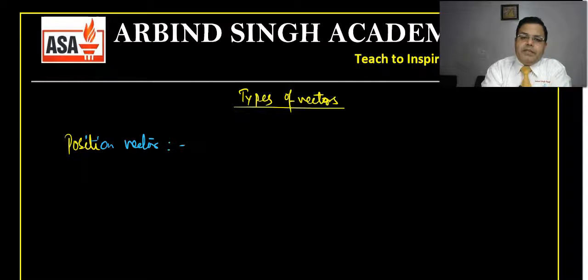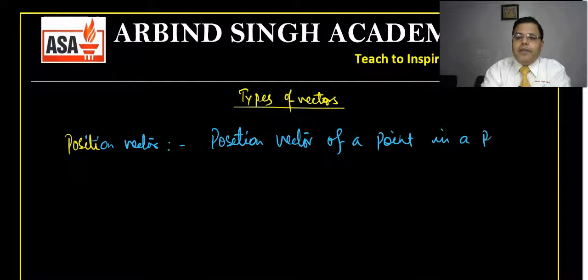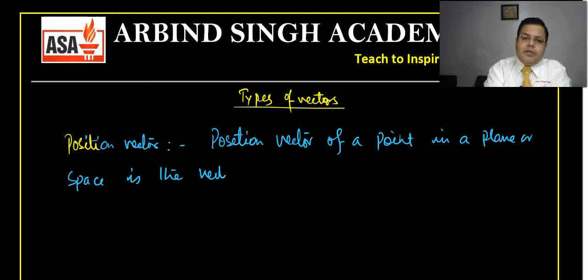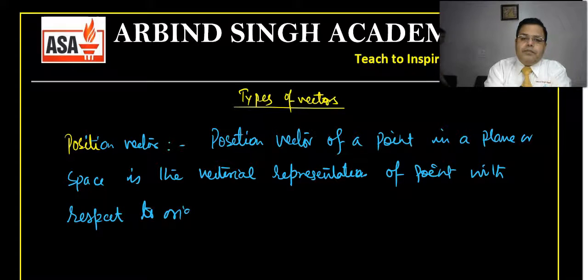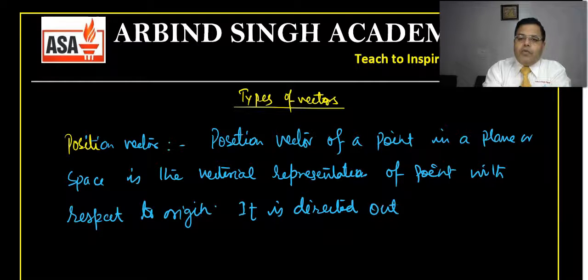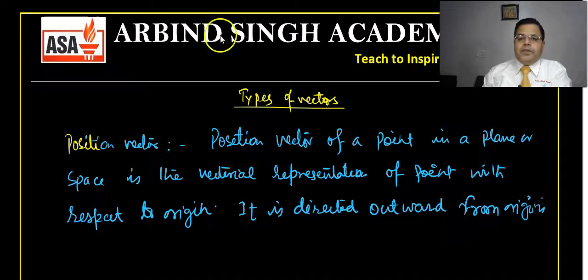Position vector is the vectorial representation of a point in a plane or a space with respect to the origin. It is directed outward from the origin. So this is the position vector.